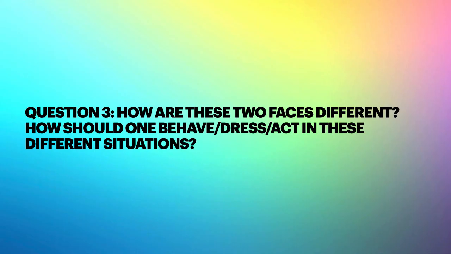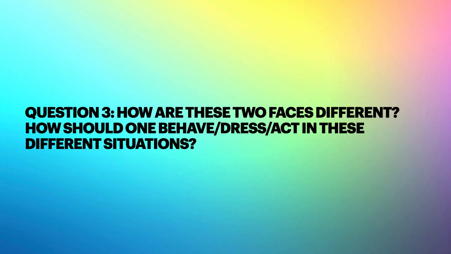And that's something that you want to talk about in question 3, which is: how are these two faces different? How should one behave, dress, or act in these different situations? So I want you to make a list for question 3 of what you found in the book and the different ways in which the formal and informal societies work.